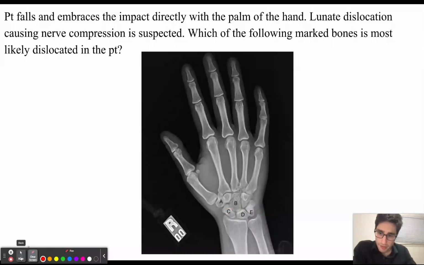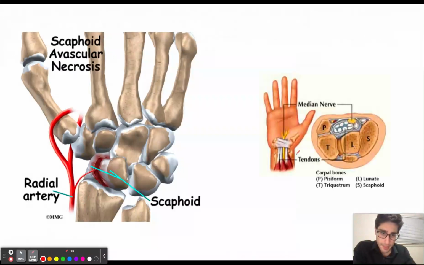Now, what we need to know with outstretched falls is that when the lunate bone is displaced with a fall on an outstretched hand, it can compress the median nerve. So it can get displaced and compress the median nerve.